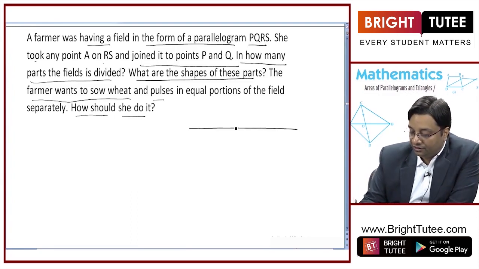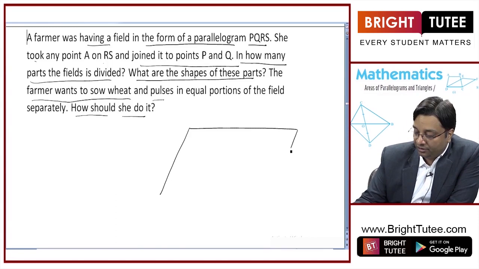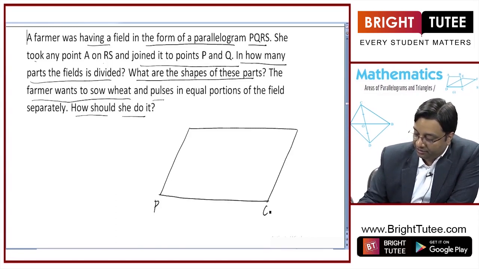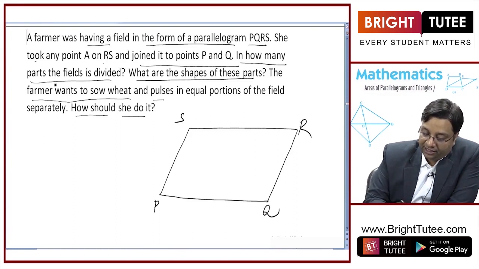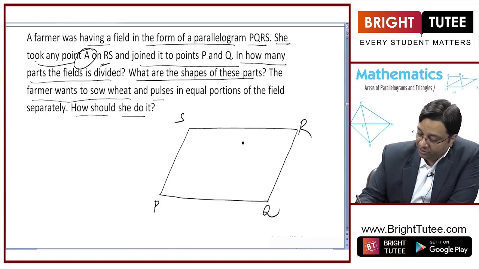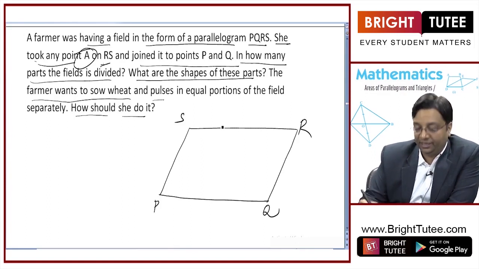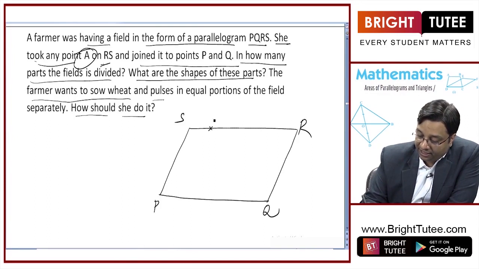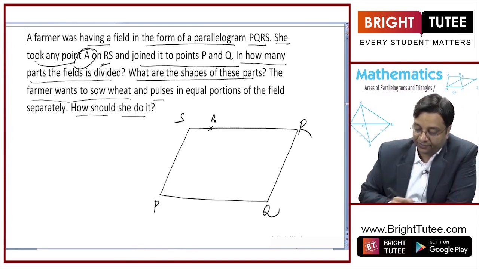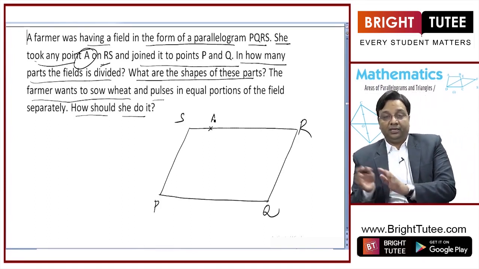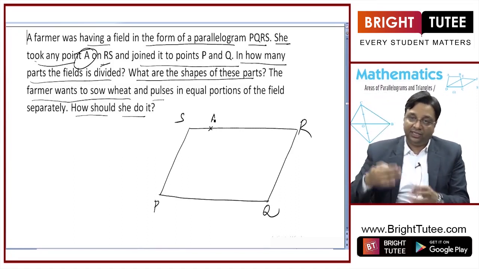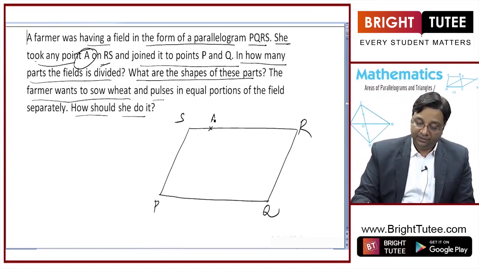So, let us first of all visualize the problem. There is this parallelogram shaped field. So, let it be the field PQRS. Now, she has taken any point A on RS. So, you can take a point A anywhere on this side RS. I am taking this here. Okay, I am not taking it in the middle. I am taking it anywhere on this side. You can take it in the middle also, right?